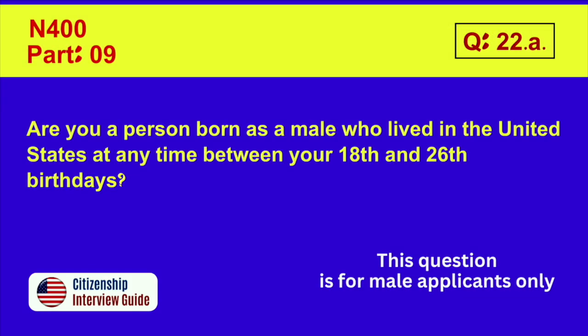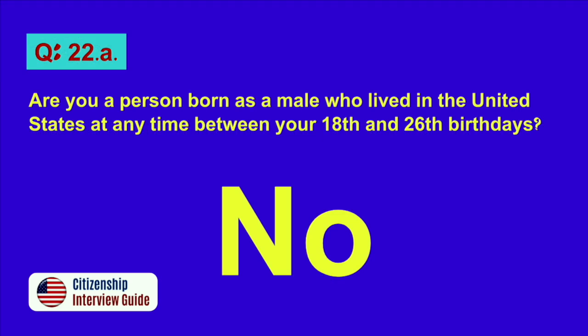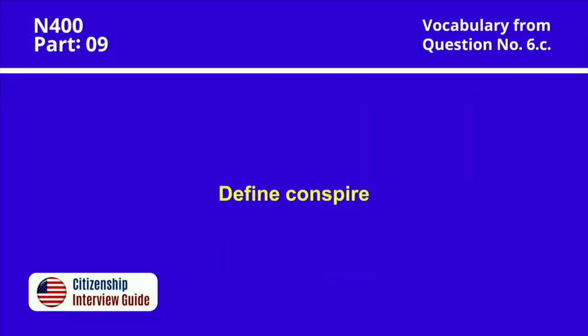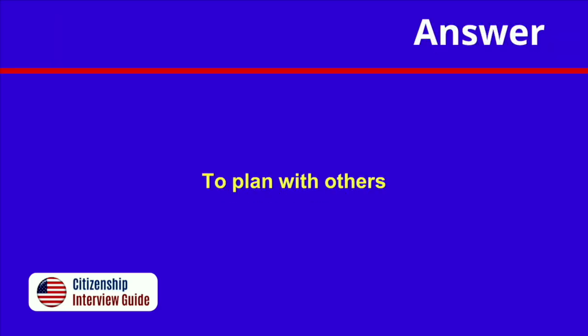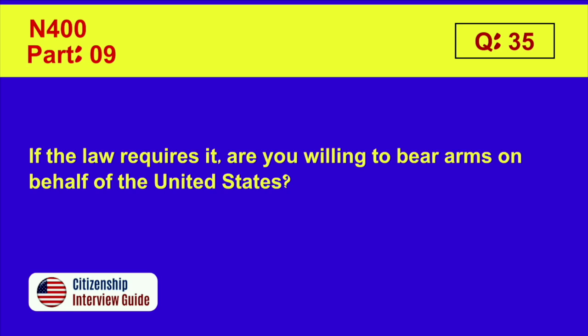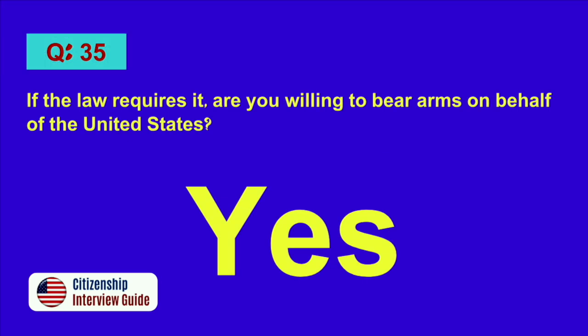Are you a person born as a male who lived in the United States at any time between your 18th and 26th birthdays? No. Define conspire. To plan with others. If the law requires it, are you willing to bear arms on behalf of the United States? Yes.